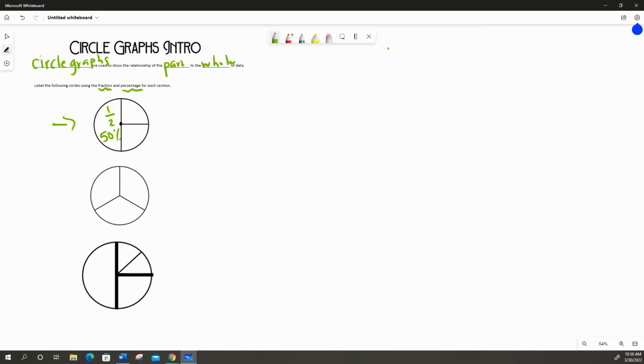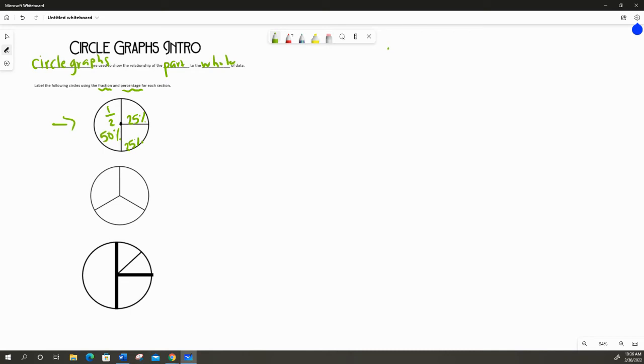Now let's think about these other two sections. If I'm looking over here, it looks like a half that has been split exactly in half. So if I take half and I cut that in half, I end up with 25%. So I'm going to write 25% here, and I'm going to write 25% here because they're both the same.